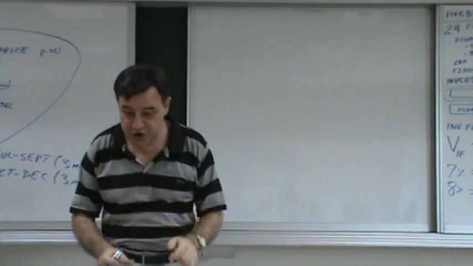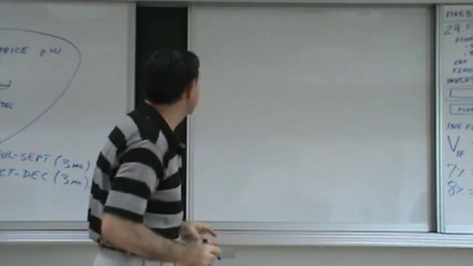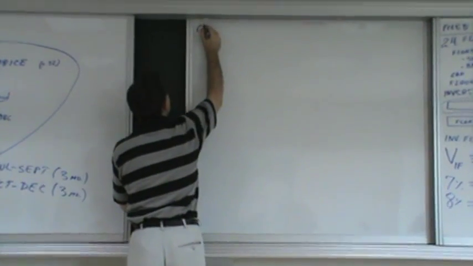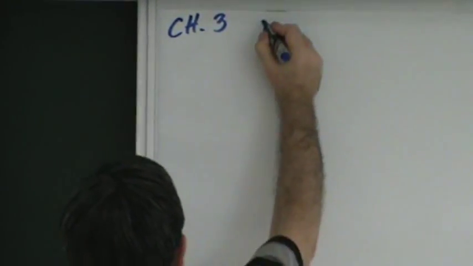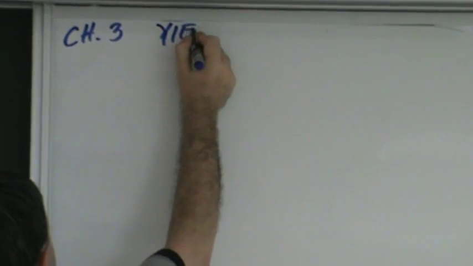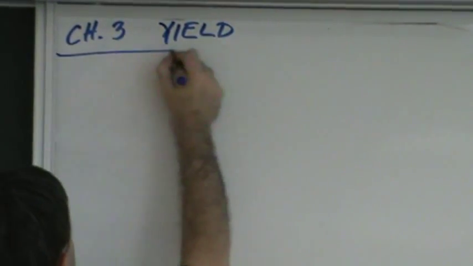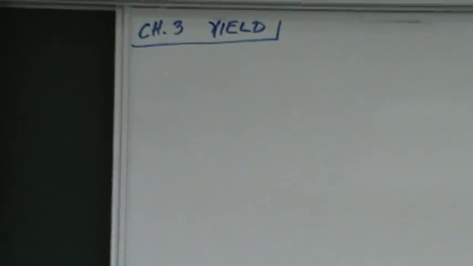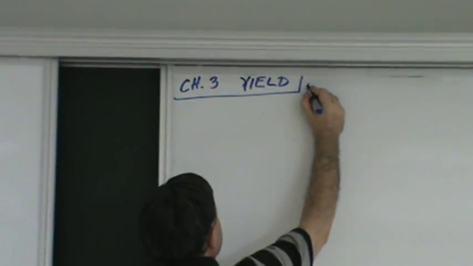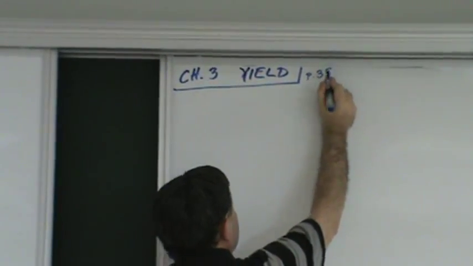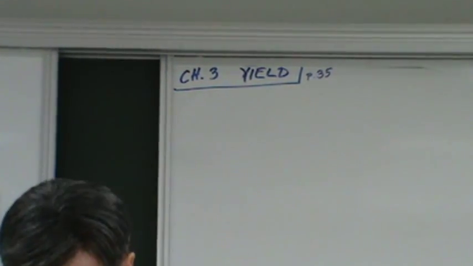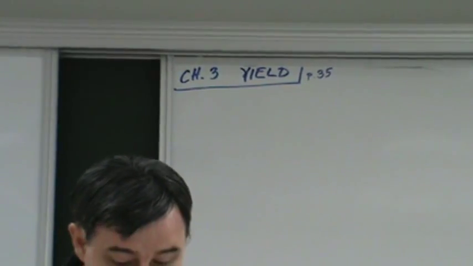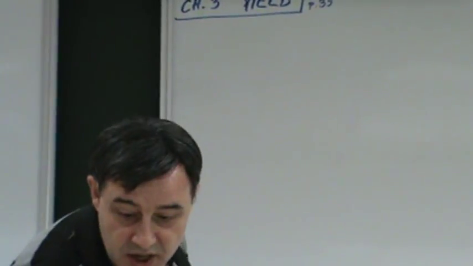Now we move on to chapter 3. And chapter 3 is yield. That's on page 35. Now we get next to page 36, which is computing the yield.